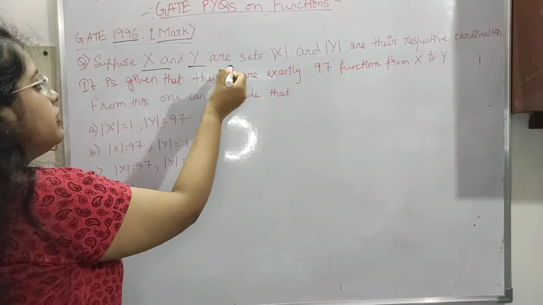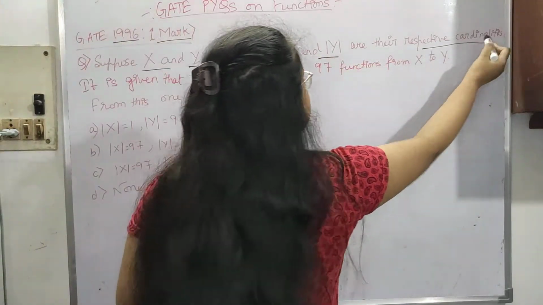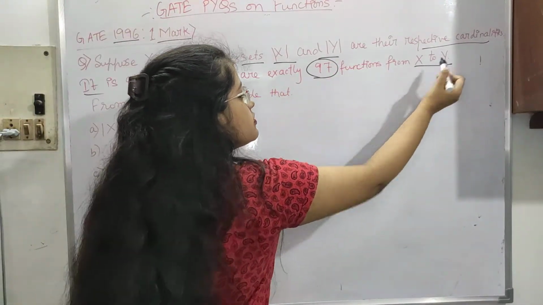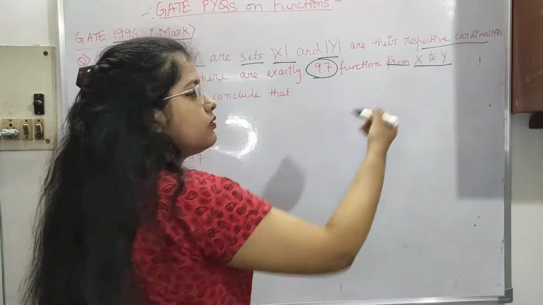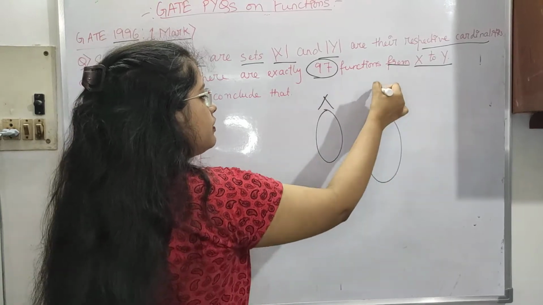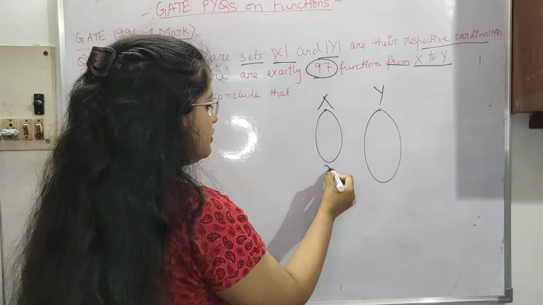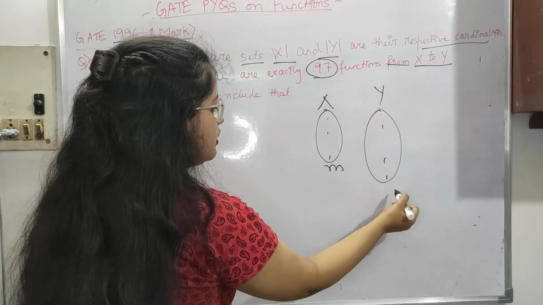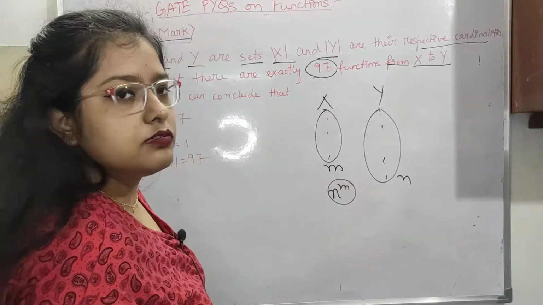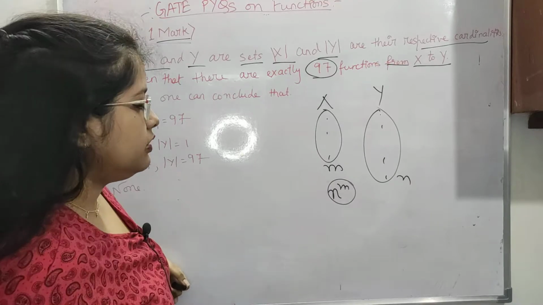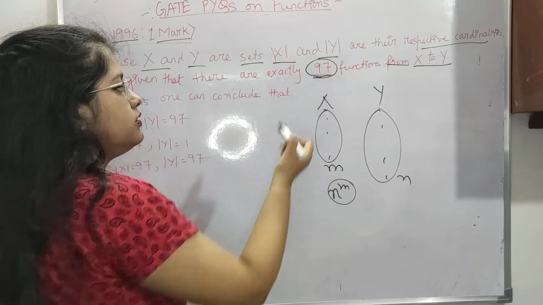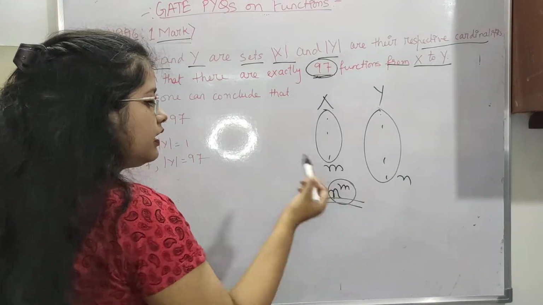Suppose x and y are sets, with their respective cardinalities. It is given that there are exactly 97 functions from x to y. From x to y, this ordering is very important. Here this is our x set, this is our y set. If x contains m elements and y contains n elements, the number of functions will be n to the power m. So this has to be our formula, and the total number of functions has to be 97.